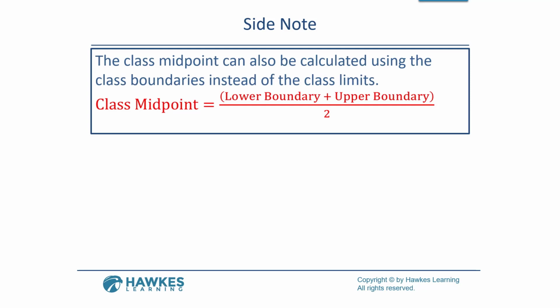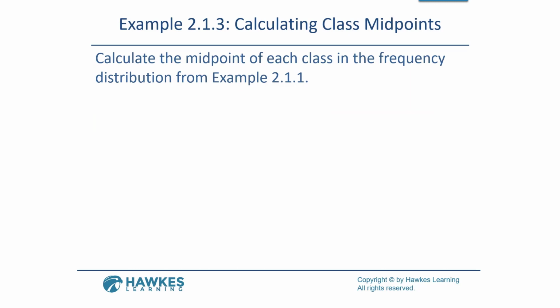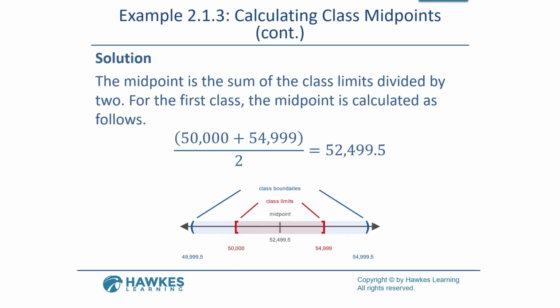So here's our midpoint calculation. Get the midpoint for each class in the frequency distribution. So there's our calculation. Add the beginning value for that class to the end value, divide the sum by 2, and you've got your midpoint. So this 54,999.5 is going to be your figurehead or your representative for all the numbers in that class, even though you don't know what they are.